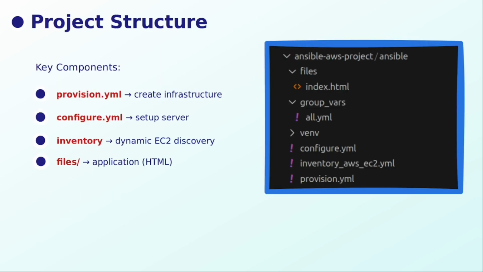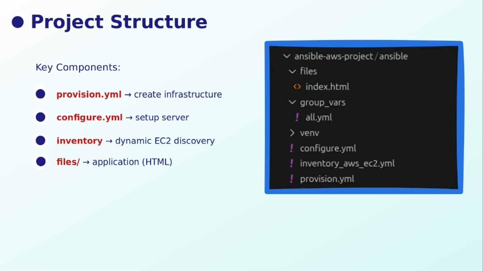Project structure. Now let's explore how the project is organized. We have a main folder called project, and inside it, an Ansible directory. This directory contains all the important files. First, we have provision.yaml. This playbook is responsible for creating infrastructure on AWS.